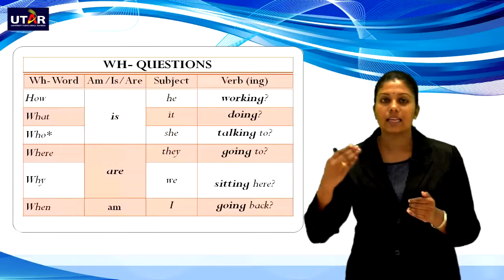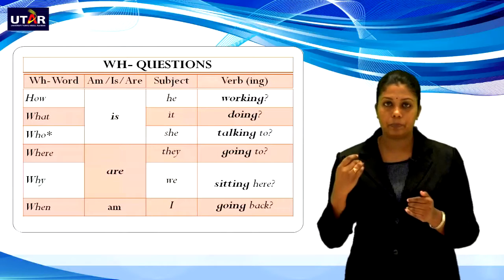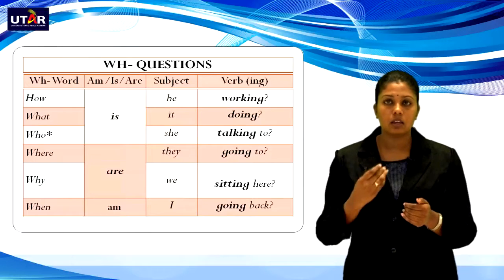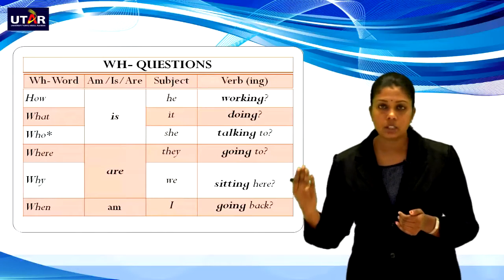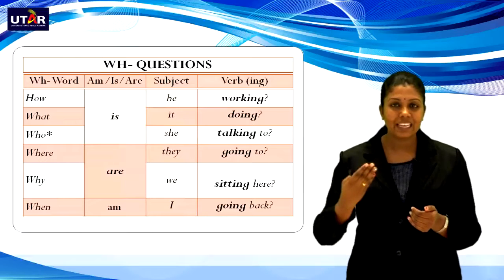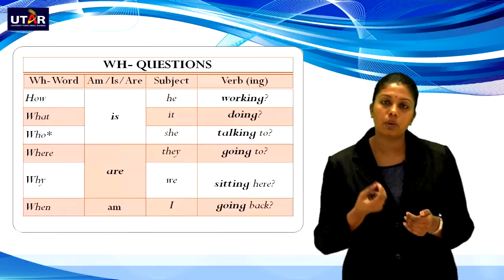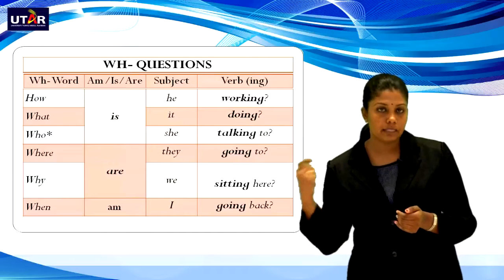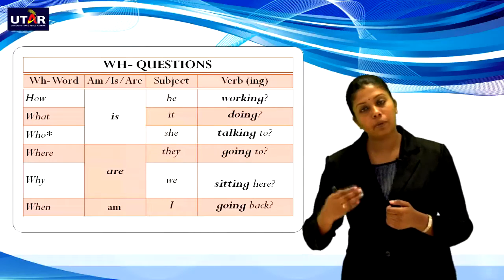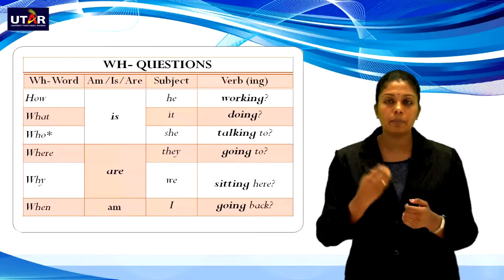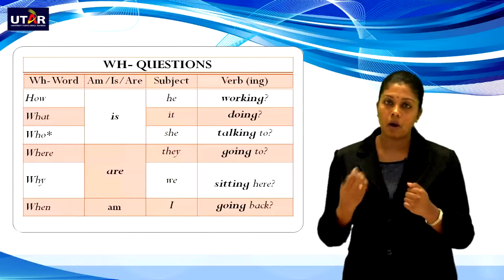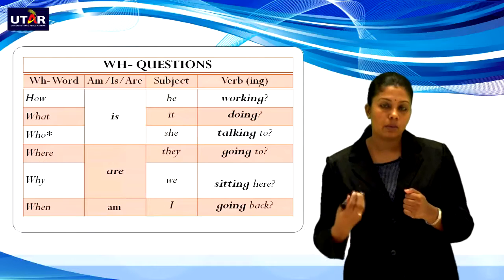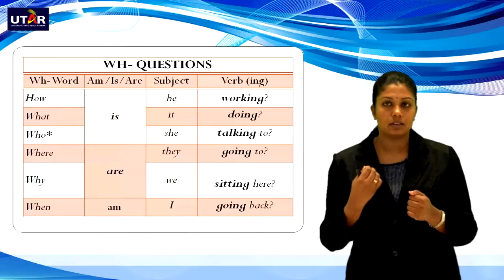How is he working? What is it doing? Who is she talking to? So for he, it, and she, we use is, followed by the verb in present participle form. And then we have the plural subject. For the plural subject, we use are or am. So for they and we, we use are.